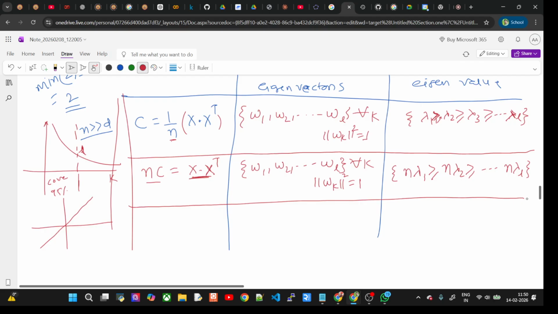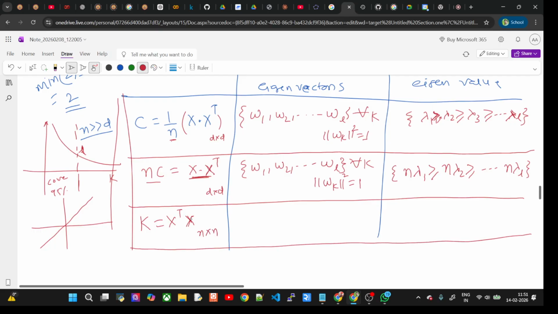But now the third matrix which we need: we are interested in some K matrix. We define K equal to x transpose x. This is totally reverse, because here you were getting d cross d, but now here you will get n cross n.